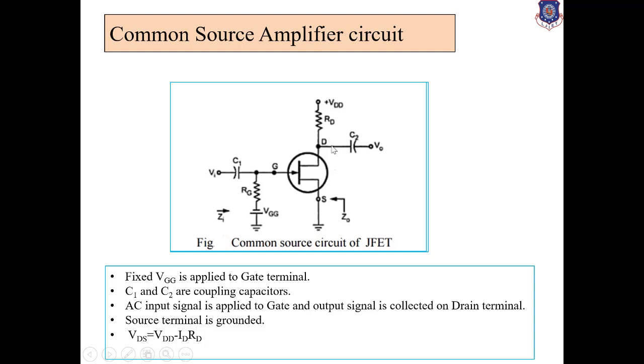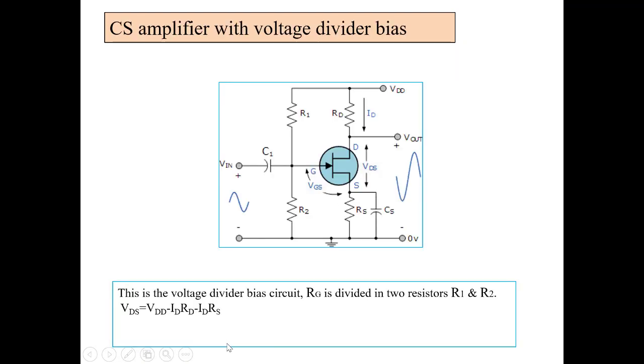VDD minus VDS minus IDRD equal to 0. From top to bottom, plus VDD minus IDRD minus VDS equal to 0. Then make VDS the subject. VDS is the output voltage drop across the drain and source. It's simple KVL from the output loop, from top to bottom. This equation is the output voltage: VDD minus IDRD equal to VDS.